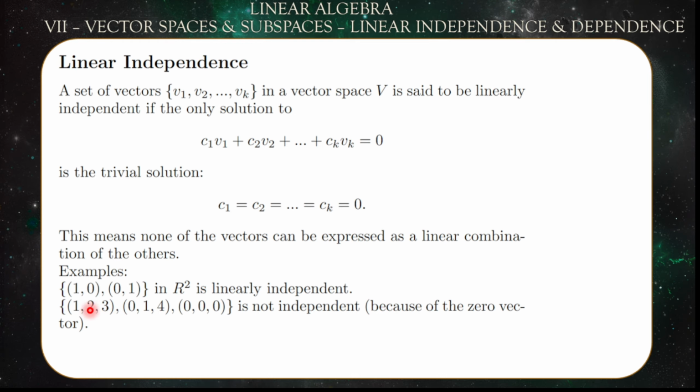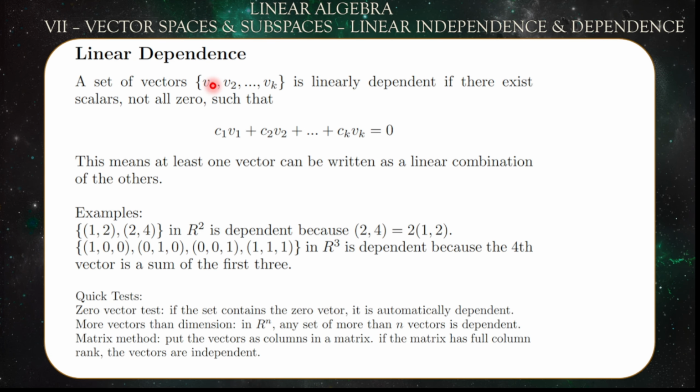For R3, 3 elements: (1, 2, 3), (0, 1, 4), (0, 0, 0). Now, this one, is it dependent or not? This one is dependent. Why? Because of the 0 vector. You can combine two together to form another. You have one that is dependent on another, like (1, 2, 3) plus (0, 0, 0). You get from it (1, 2, 3), not a unique vector, but the same vector. That's why it's not independent.